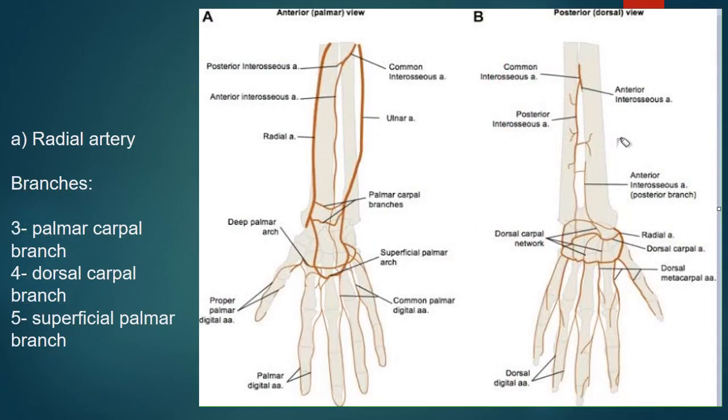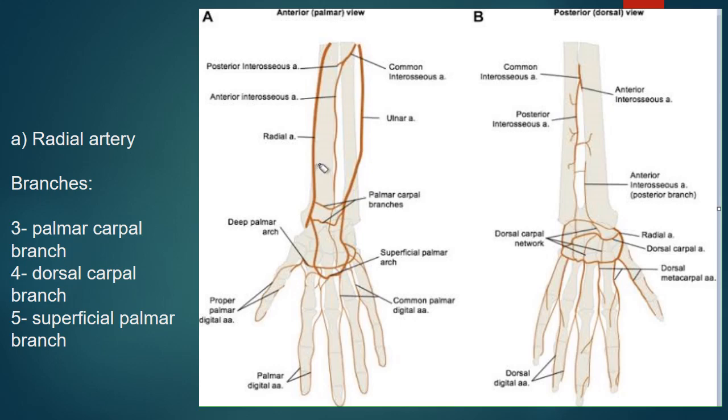The third branch of the radial artery is the palmar carpal branch. This one is the anterior view of the forearm and wrist. This one is the posterior or dorsal view of the forearm and wrist. Here is the radial artery. This one is the ulnar artery.